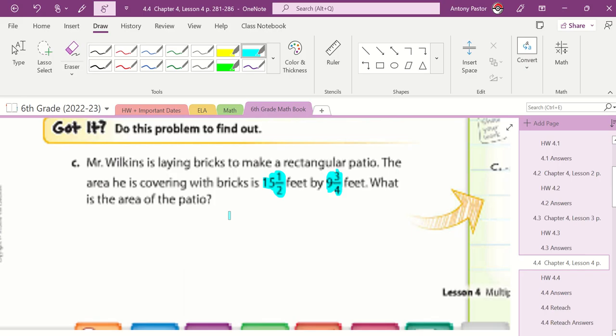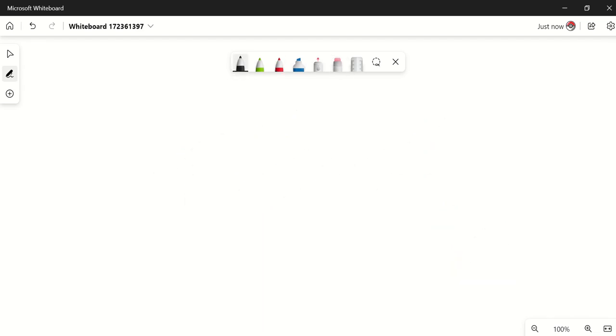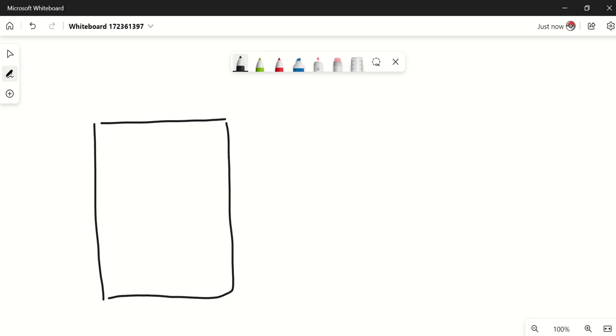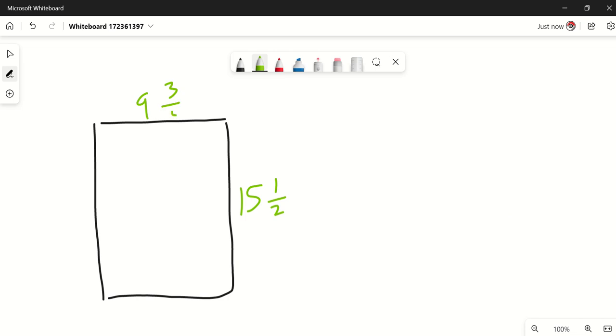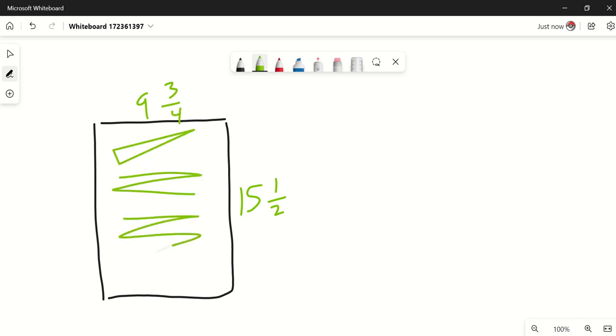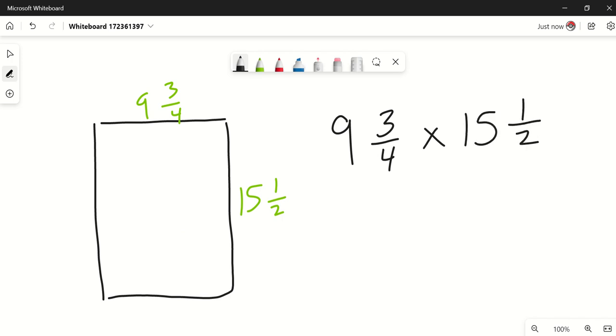When we find area, as a refresher, his patio, I'm assuming by the numbers, 15.5 and 9 3/4. So let's make this the longer side and this the shorter side. His patio is a rectangle. One side is going to be 15 and, let's double check, 1/2 feet. The other side is going to be 9 3/4 feet. The area is everything that'll fit here on his patio. So we are going to do 9 3/4 times 15 1/2.